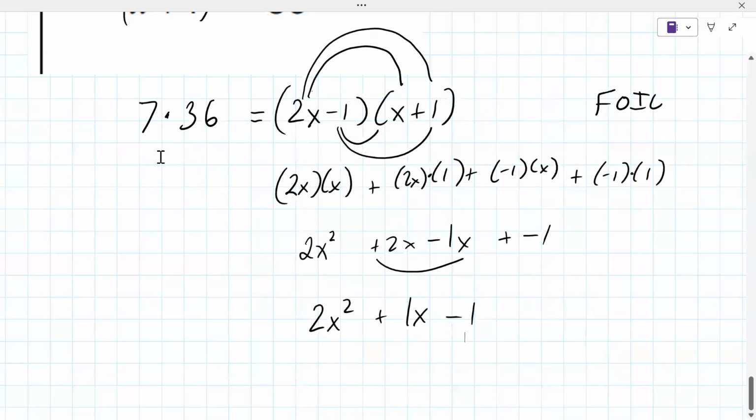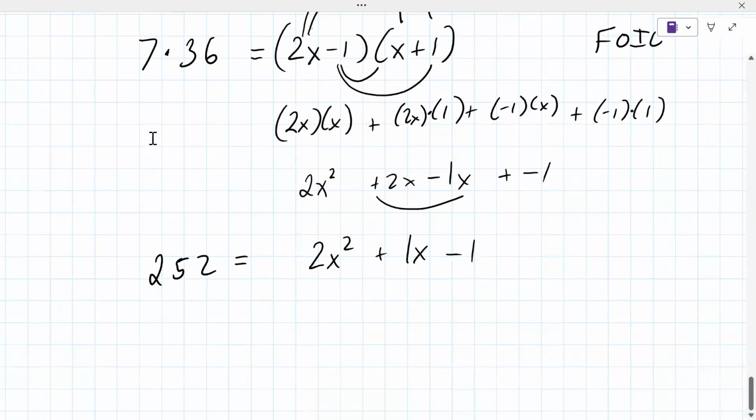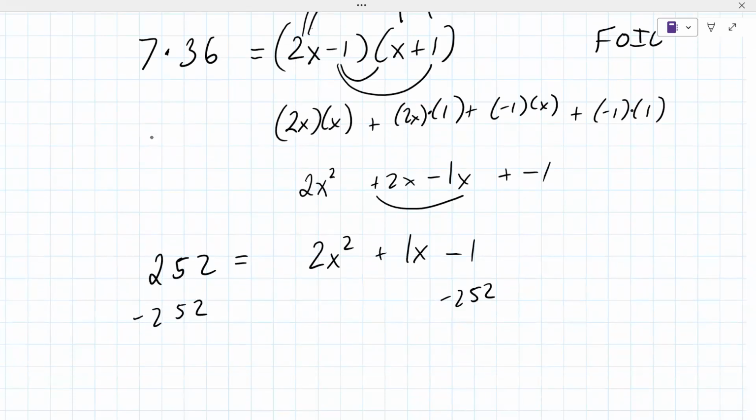7 times 36. If you want a calculator for that, that would be good. I believe it's 252. Always good to double check me. All right, and then you move that to the other side. All right, so we'll leave this for another time. You can remind me here.